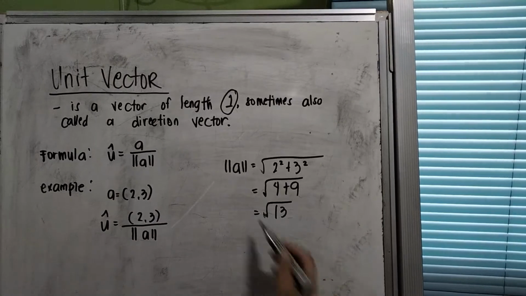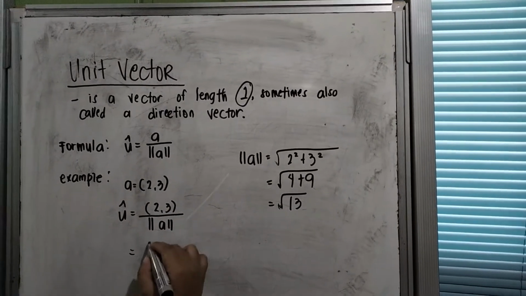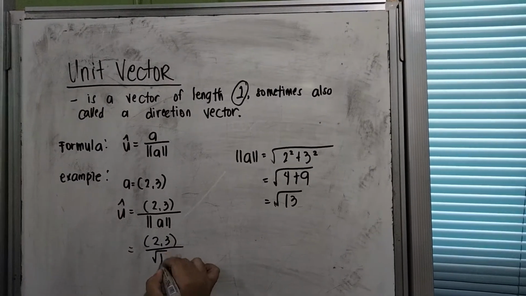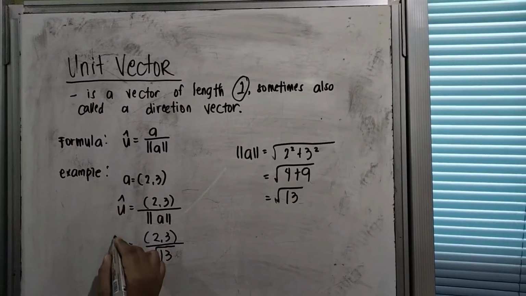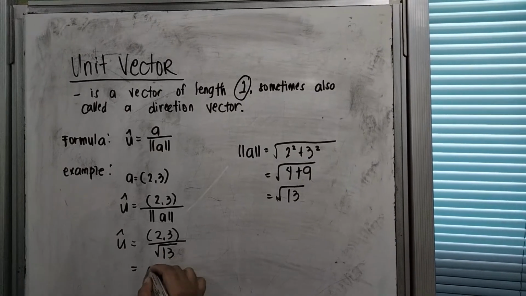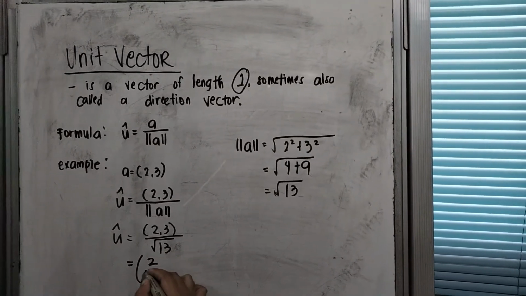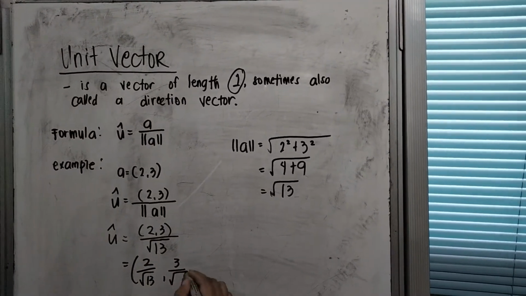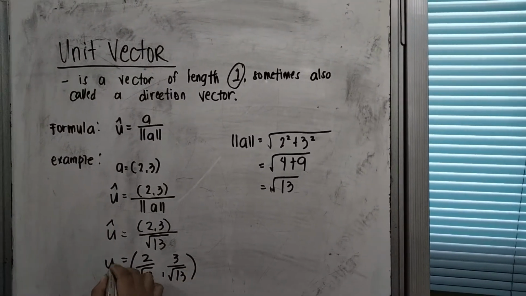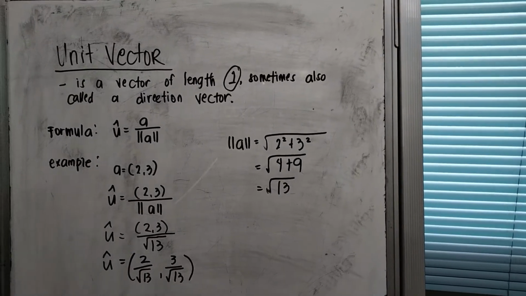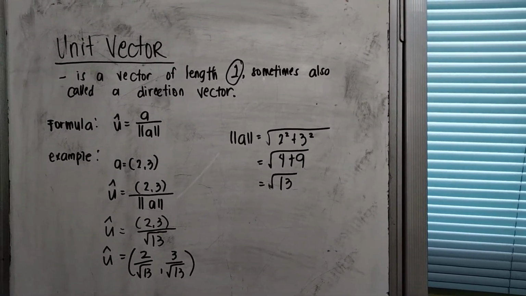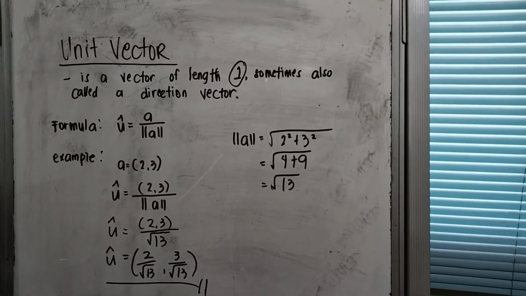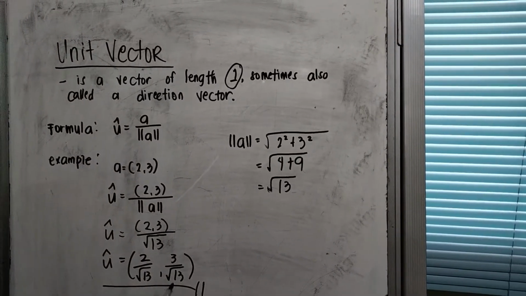So, may value na tayo ng magnitude of A. Square root of 13. Ngayon, i-distribute natin isa-isa. 2 over square root of 13 and 3 over square root of 13. Meron na tayong unit vector. So, ngayon, ipo-prove natin siya. Itong result na to, ipo-prove natin siya na maging 1.